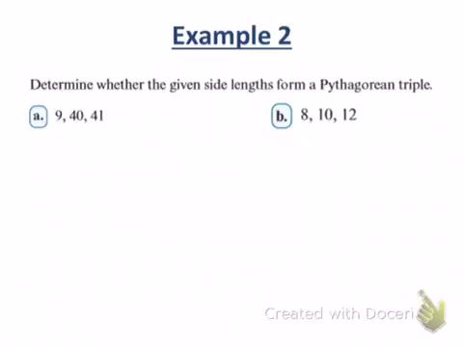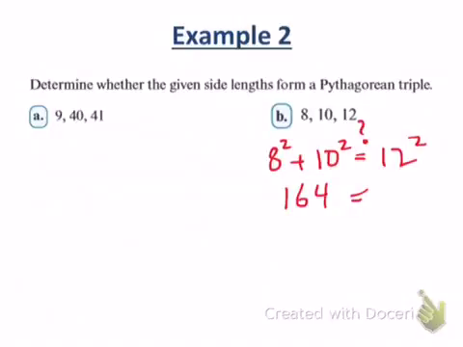Which side has to be the hypotenuse if this is a right triangle? 12. The largest side is always across from the right angle, making it the hypotenuse. So 8 squared plus 10 squared equals 12 squared? No. That's 164 versus 144. They are not equal, so this triangle is not a right triangle.